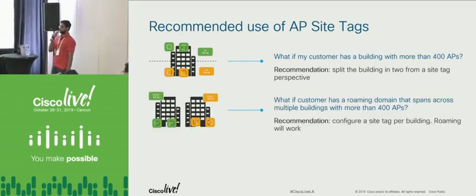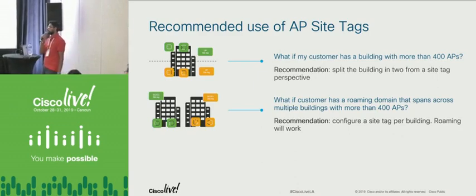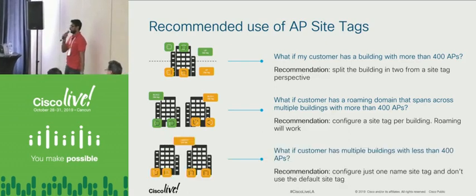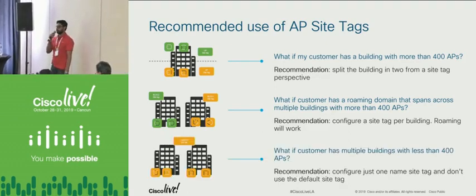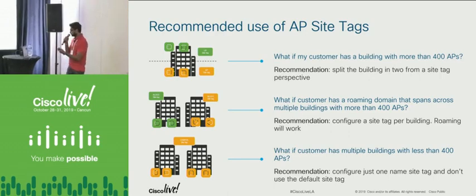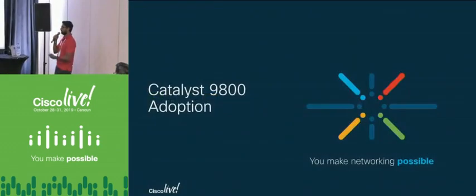And then what if you have two buildings, each with 400? Well and good, then split it by building and put them in two different site tags. What if you have two buildings with a combined capacity of 400 access points? Okay, just put them under one site tag, but make sure that it is under 400 access points and you do not use the default site tag for any new AP additions and all that stuff.